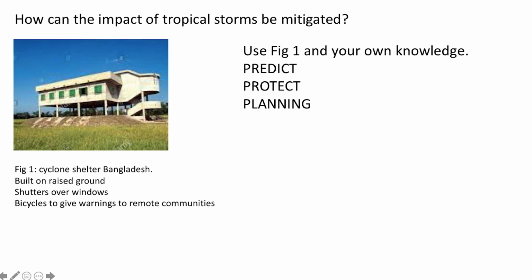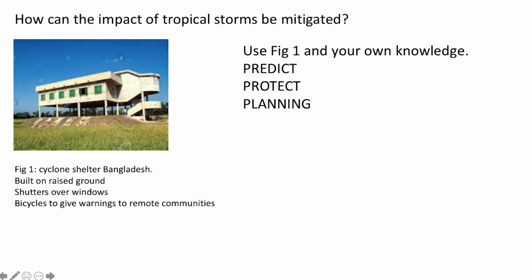Let's take a look at maybe a larger marked question. So the question's this: how can the impact of tropical storms be mitigated? In previous videos we've looked at that word mitigated before. It means reduced. So how can the impact of tropical storms be reduced? Once again we start to think about prediction, protection and planning. We're asked to use figure 1 and our own knowledge. So let's take a moment to look at figure 1.